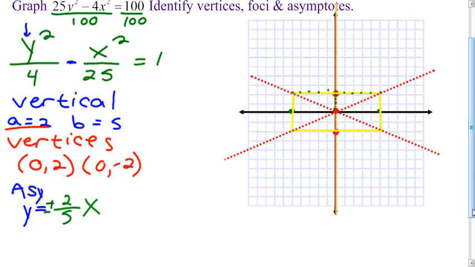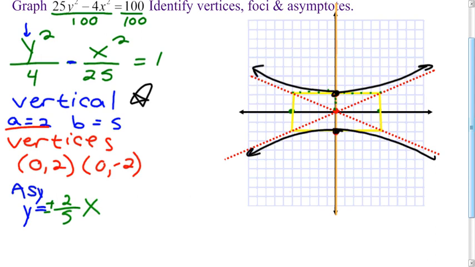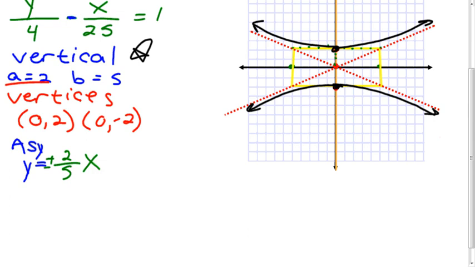With my asymptotes drawn on here, now I can draw the shape of my graph, but you have to remember which way it goes. It goes vertically. So it's going from my vertex, and it's curving up to my asymptotes, and down, following my asymptote behavior. So be careful, make sure you have it going the right direction. Since my y squared is first, it's opening up and down. And now I just have to find my c value so I can find my foci, which is, again, the distance away from my center.